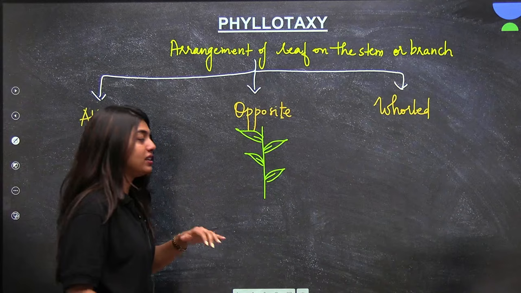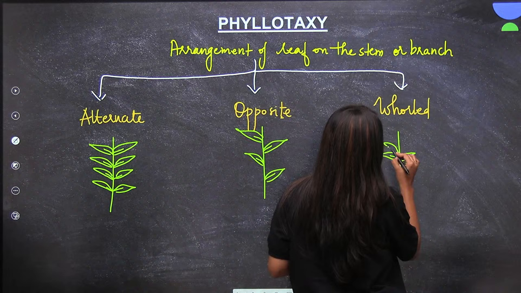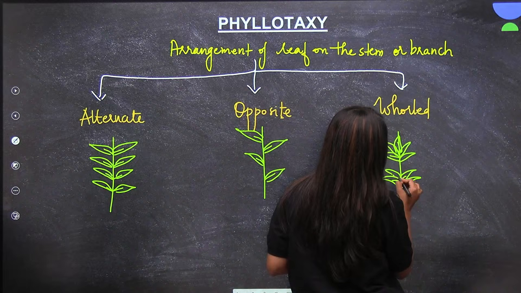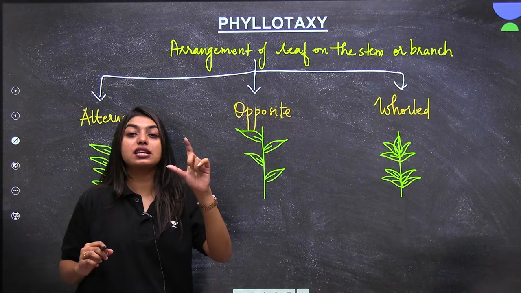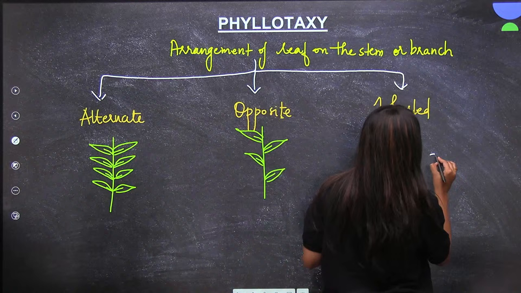Now, whorled. Whorled, what is happening? Say, this is a branch. There is a leaf like this. There is a leaf like this. That means what, students? I cannot draw a 3D structure, but this will make you understand that the leaves are arranged as if like a flower, in one whorl. So, multiple leaves arise from the same node. That is very important. So, I will only write that point there. Multiple leaves arise from the same node.